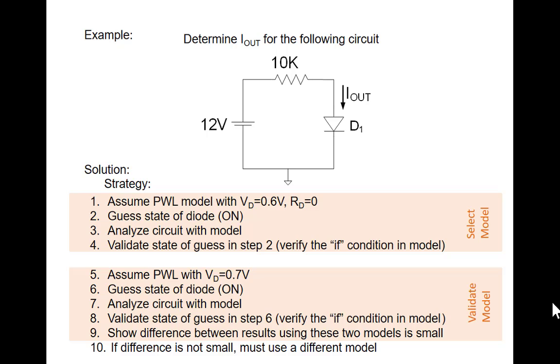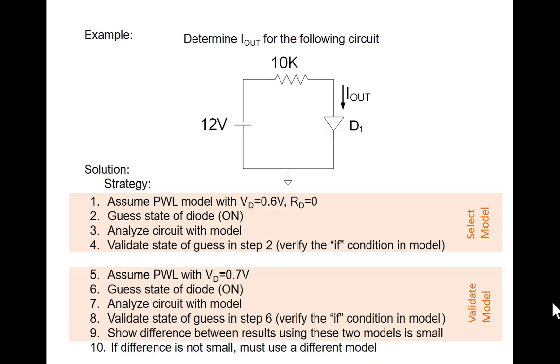I might guess wrong, but if I guess wrong, I won't eventually get the wrong answer. I'm going to analyze the circuit with a model that I had used, and then I'm going to validate the state that I guessed was valid. And then I'm going to assume piecewise linear model with 0.7 volts.